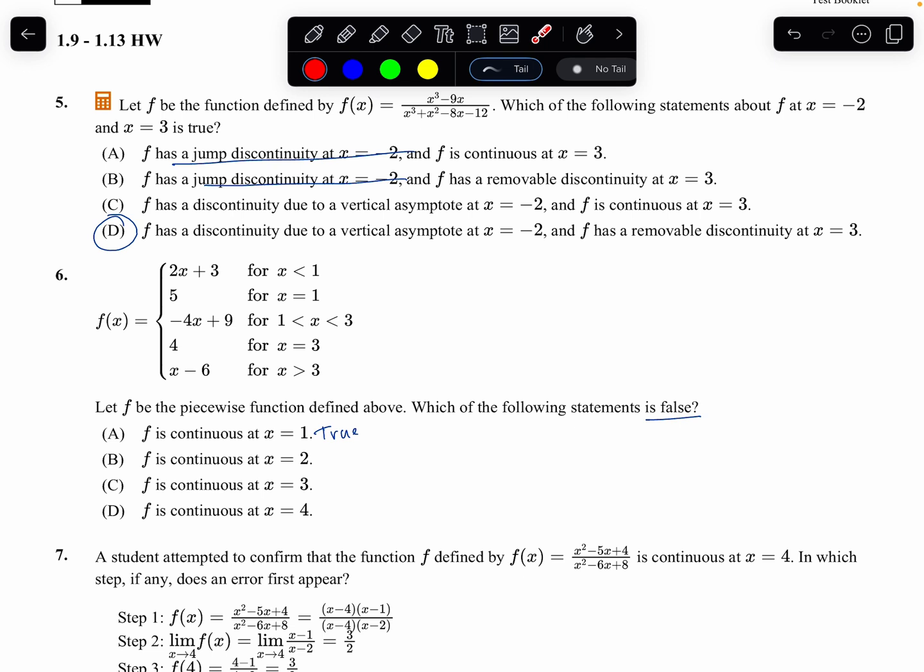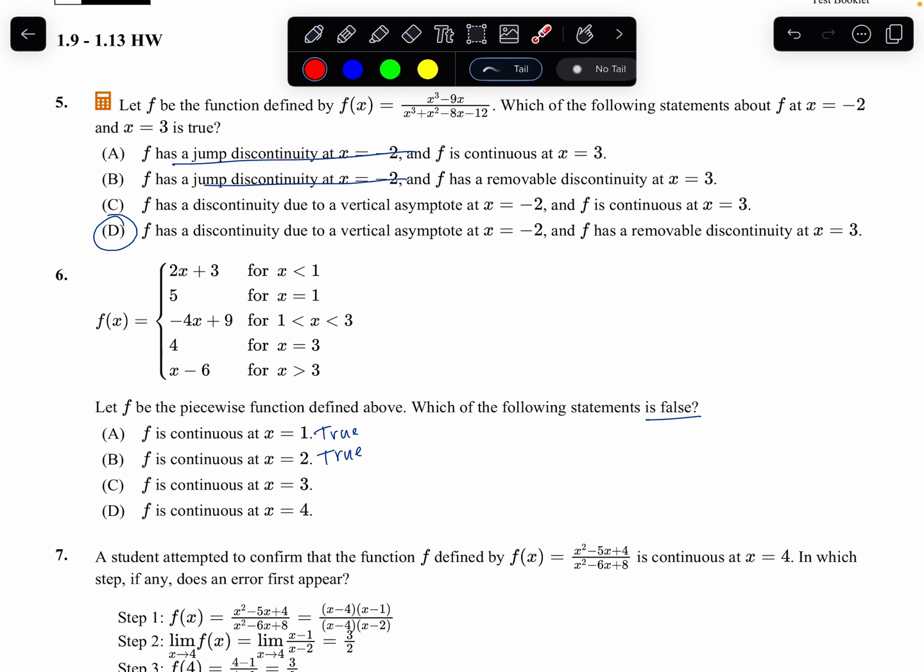Now let's check at x equals 2. So 2 is going to be in between here, and at x equals 2, we have this function. There is no discontinuity at x equals 2. This function has no discontinuity in it, because that's linear and no domain restrictions. So we are continuous at x equals 2.